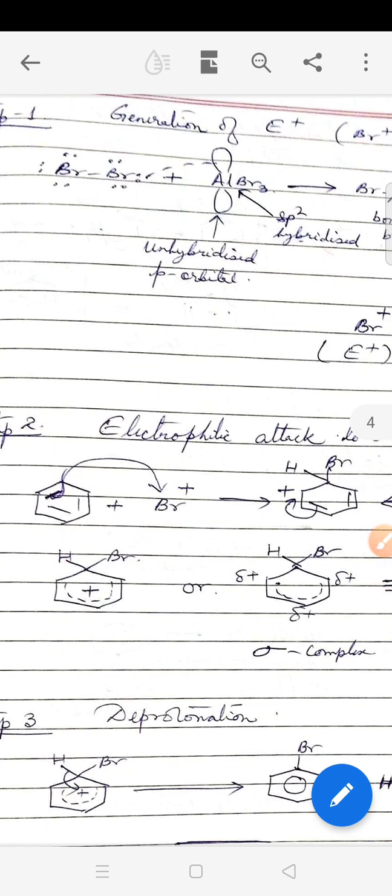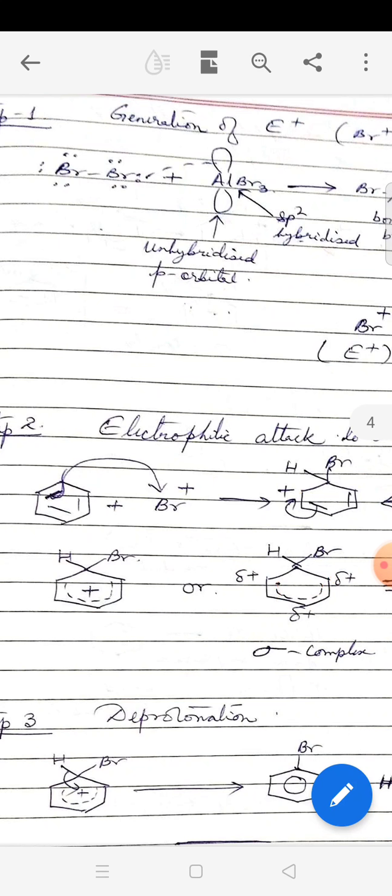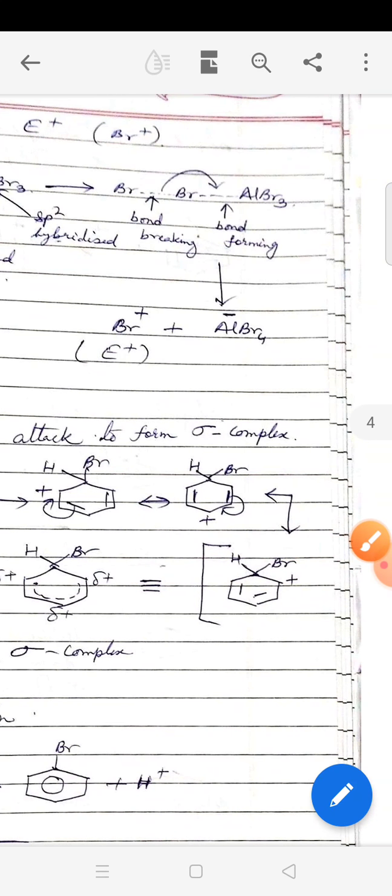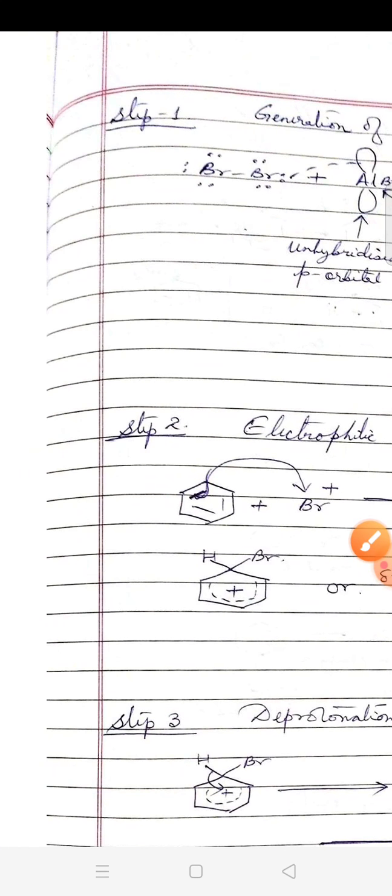But when drawing the dotted lines, you need to be careful. The dotted lines should be from where the positive charge has begun till where the positive charge has ended, one ortho position to the other ortho position. Now that's how we get the second step done.